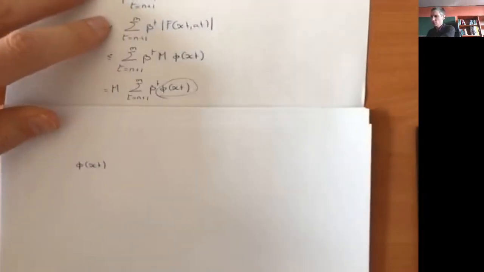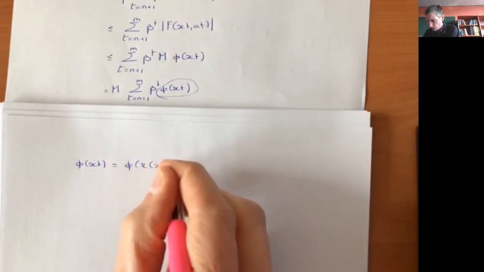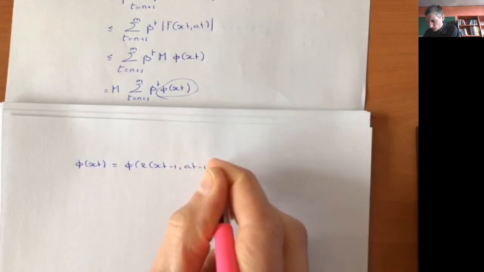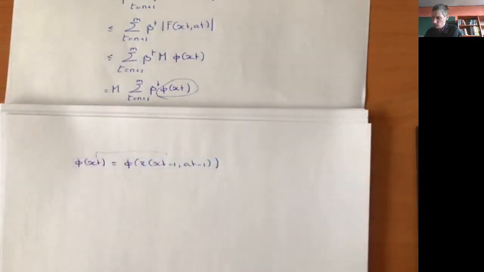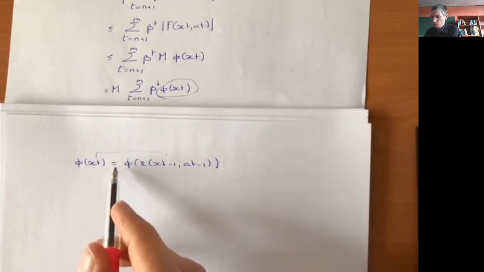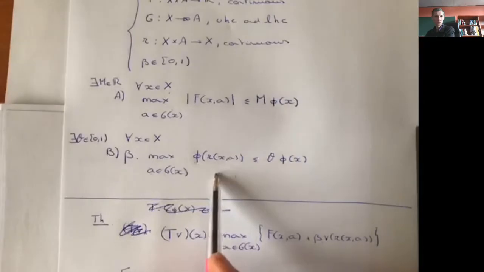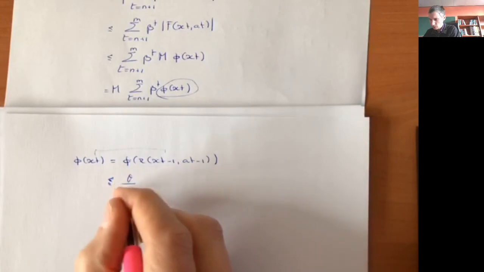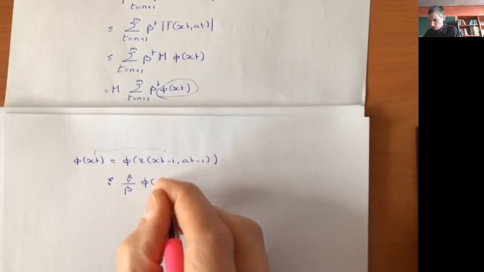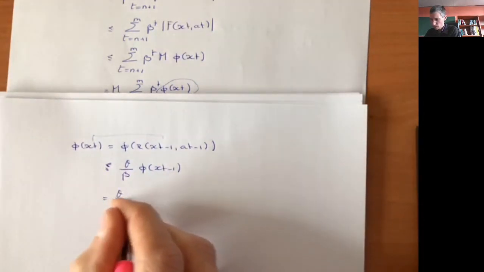So what's xt? Well, given how we define the path, xt is equal to r of xt minus 1, at minus 1, just by definition of the path. And then we can use condition B here. This one here, just bring beta to the other side. So this should be less or equal to theta over beta of phi xt minus 1.